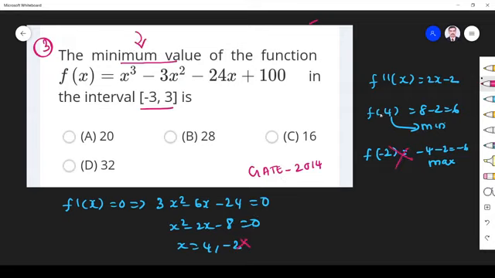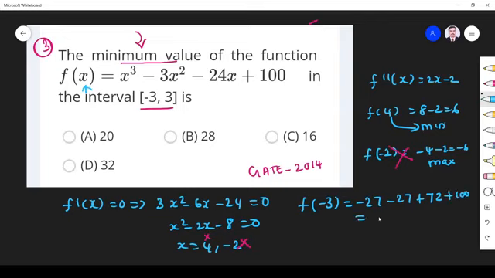But another thing, x is equal to 4 gives minima, but here you see x is equal to 4 is out of the range. So this also we can neglect. If it lies in between the range, then only we have to take. So x is equal to 4 we neglect. So the remaining two values only we have to find. So find f of minus 3. If you find f of minus 3, what happens? Minus 27 plus 72, you substitute x is equal to minus 3, plus 72 plus 100.